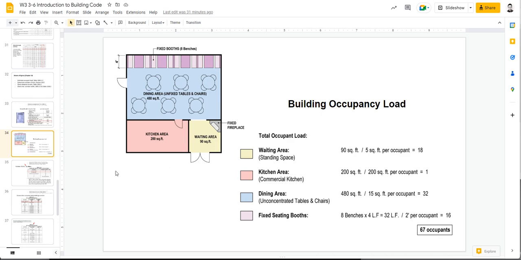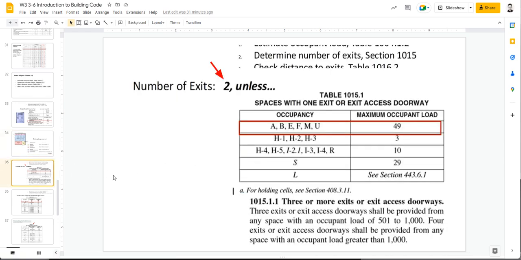Now let's talk about the number of exits. The number of exits is generally two, unless your occupant load is 49 or less, for occupancy A, B, E, F, M, and U. That's a very small occupant load. So we normally do not have fewer than two exits for restaurants. You always have two, one in the front and one in the back.